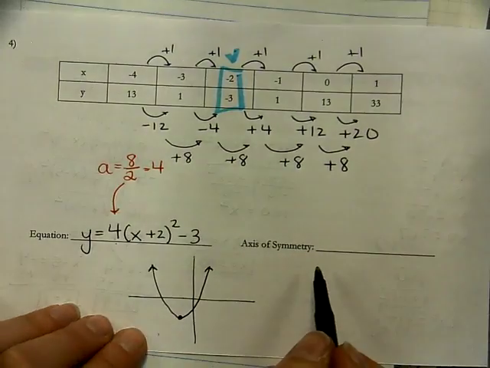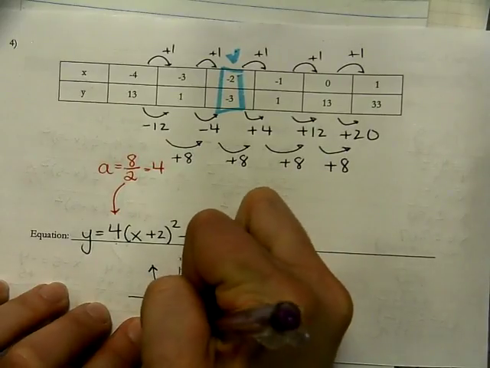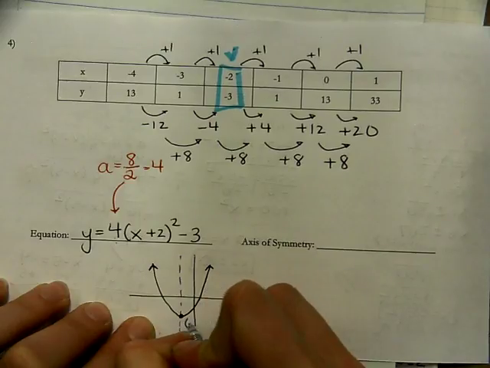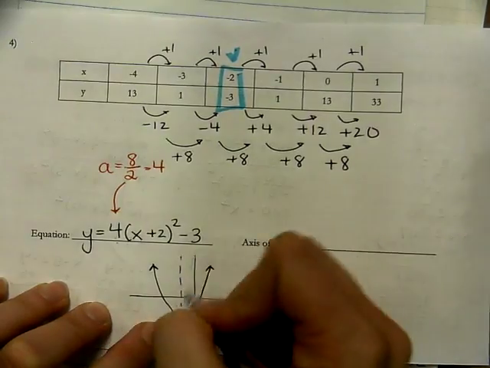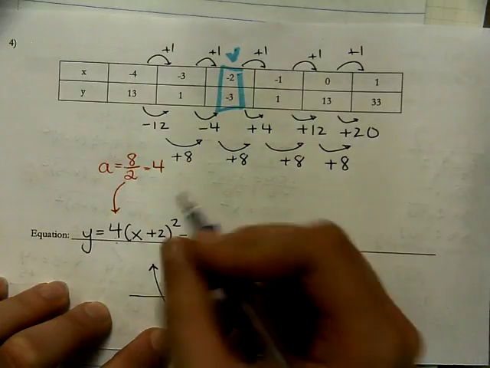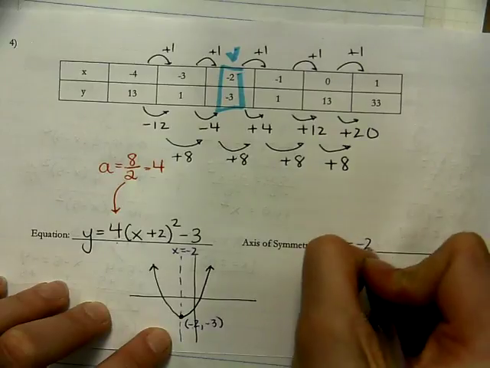And now it's asking me for the axis of symmetry. And my axis of symmetry will go right down the middle of that graph. That's where we're symmetrical about. So I go down the middle. I've got to figure out what the equation of that line is. Well, if this is the point -2, -3, and this is a vertical line going through that point, every point on this line will have an x coordinate of -2, so the equation of that line is x equals -2.